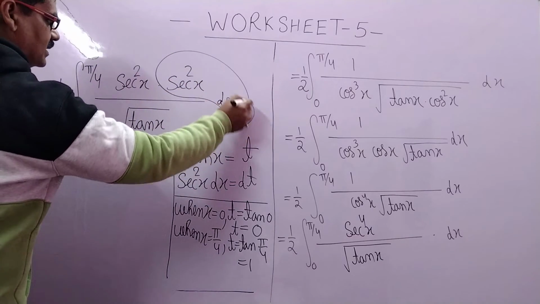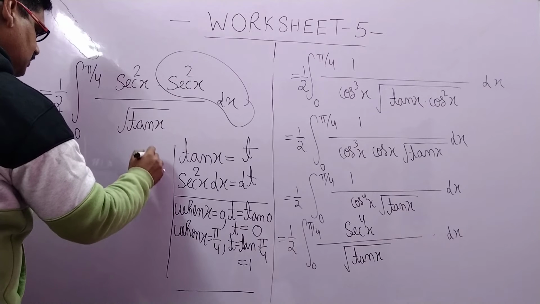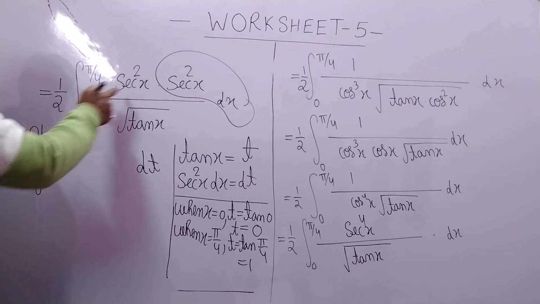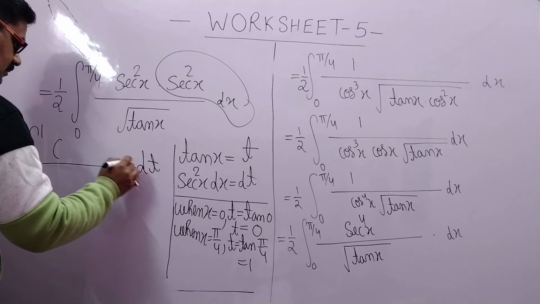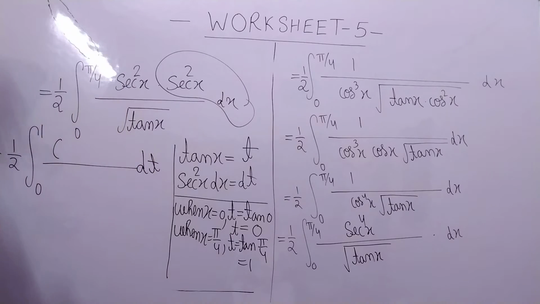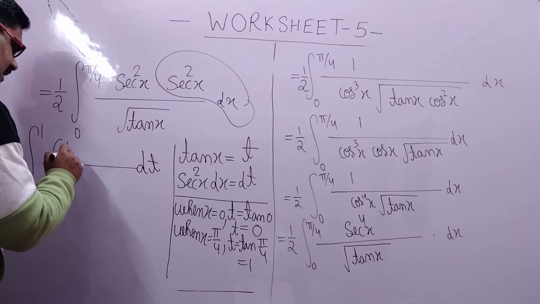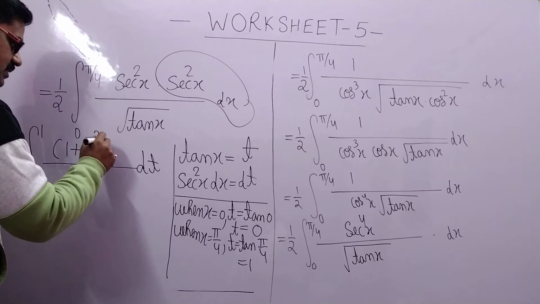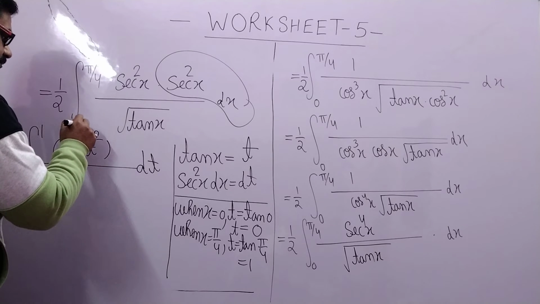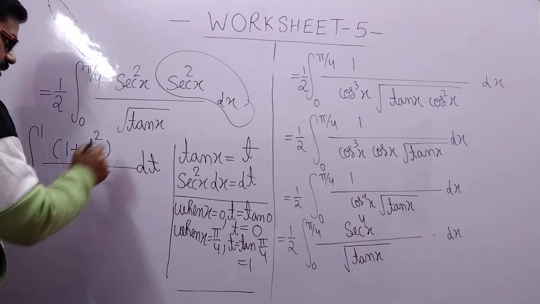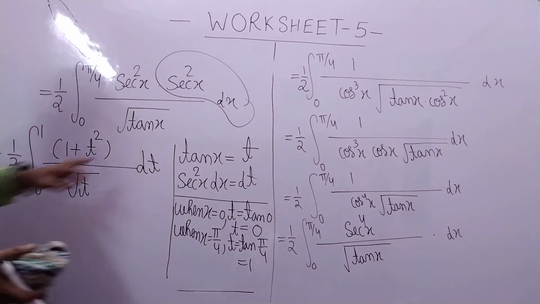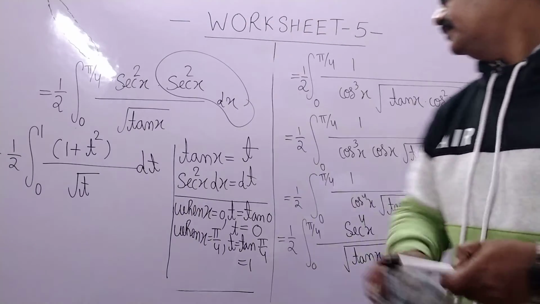Sec square x dx becomes dt, and we break this sec square x into 1 plus tan square x, and tan x equals t, so it becomes 1 plus t square. We can add one step here.